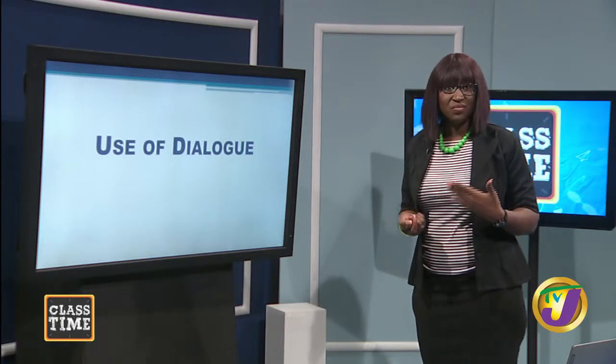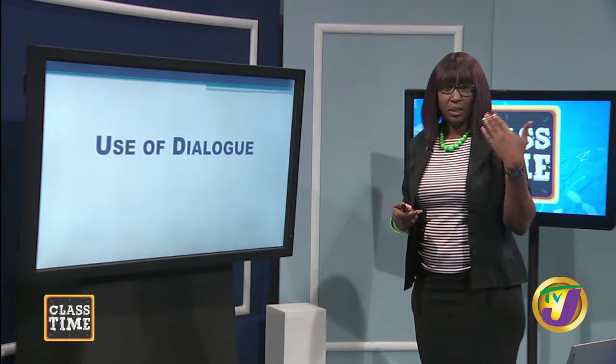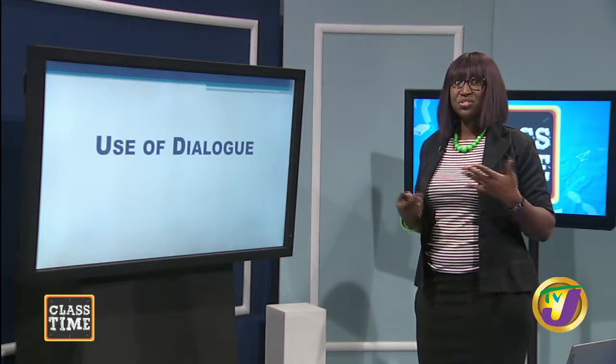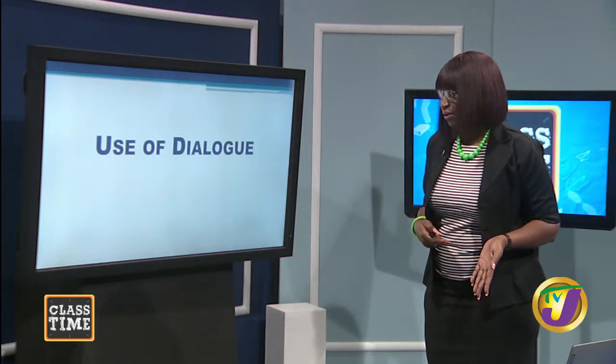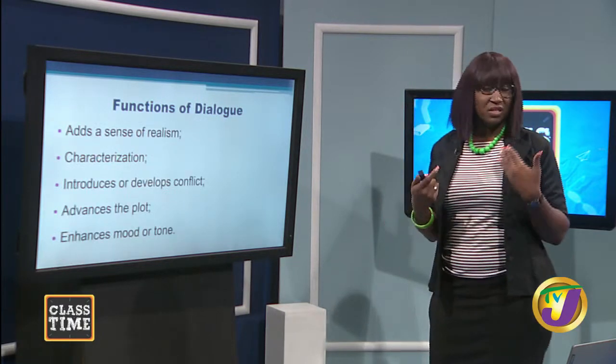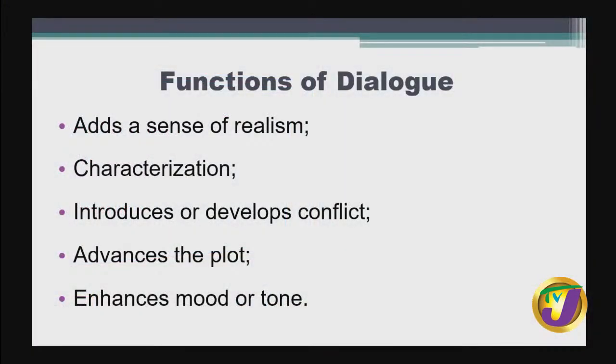Now we need to look at the use of dialogue. Just as you're not going to include descriptions for the sake of description, you're not going to include dialogue just for the sake of saying you have dialogue in there. So here are some functions of dialogue. The first and most obvious thing, it adds a sense of realism. Having people talking in the story helps to make the story more real because we're not just hearing about the characters, we are hearing from the characters as well.